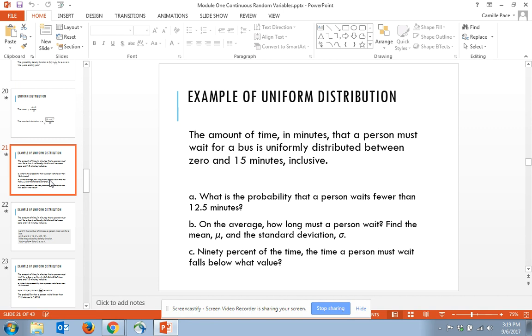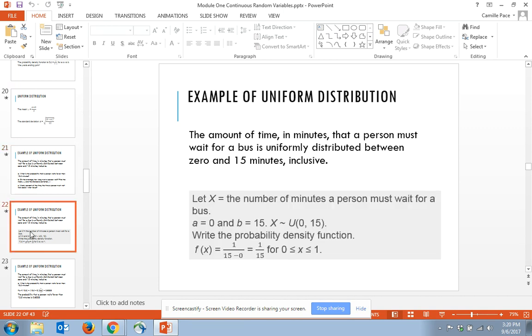For that one, if you're looking for the average waiting time, you're looking for the mean. And then C, 90% of the time a person's wait must fall below what value? Okay, so let's go ahead and look at the first one.